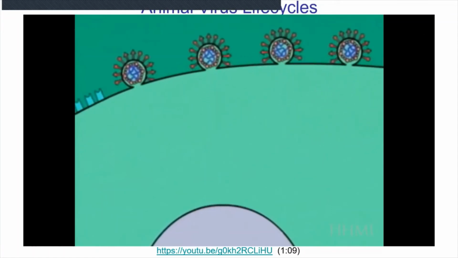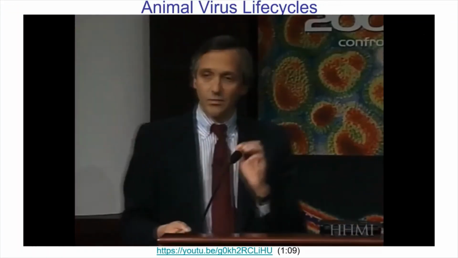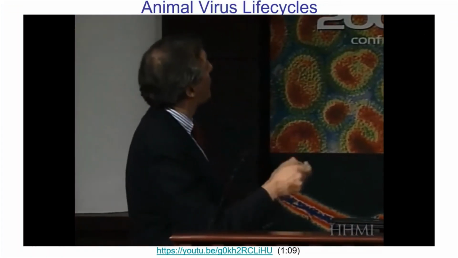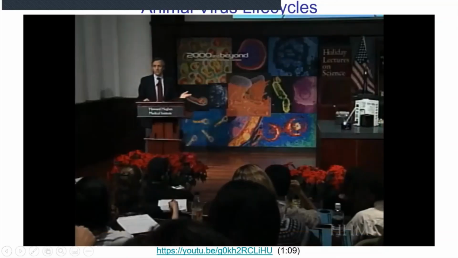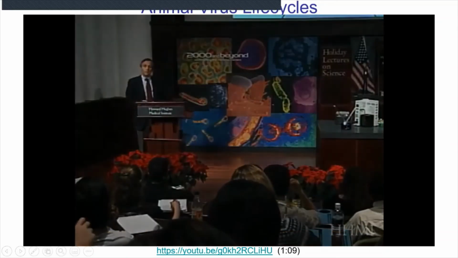So what we've just witnessed is a single cycle of viral infection. A single particle infects a single cell and gives rise to many progeny. On average, 100 or so progeny per cell. Some viruses up to 1,000 or even more.